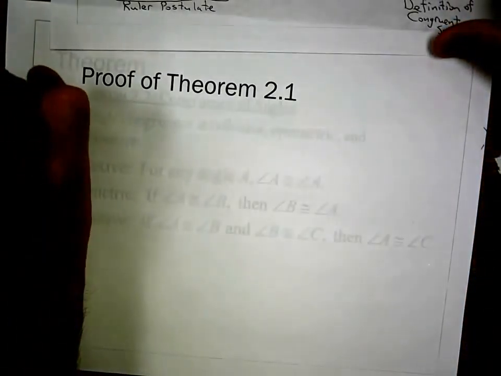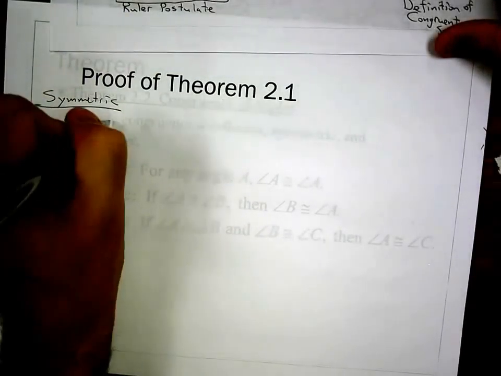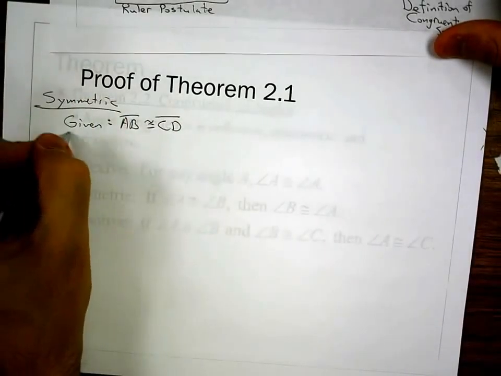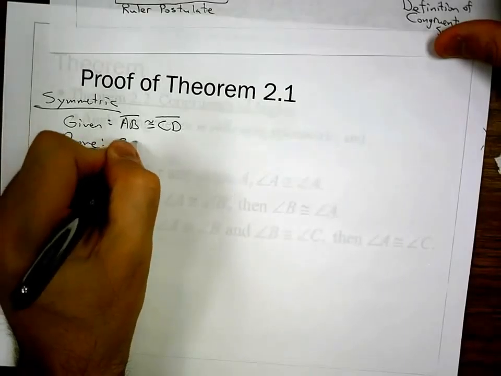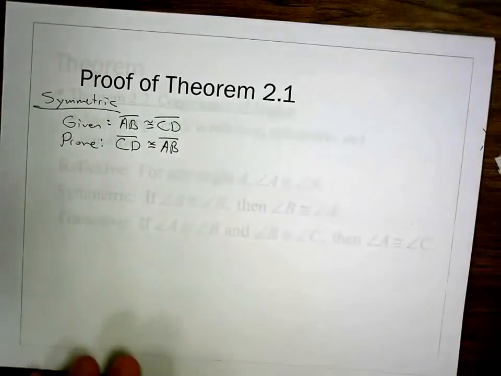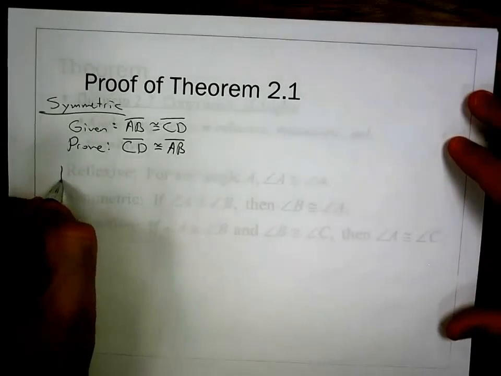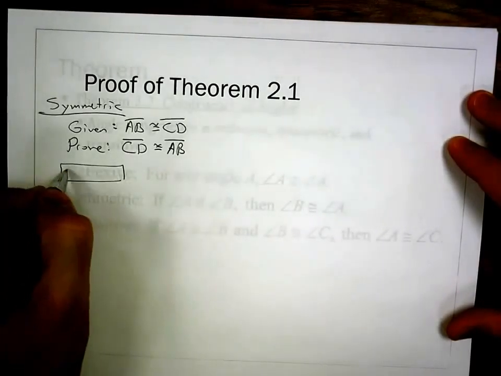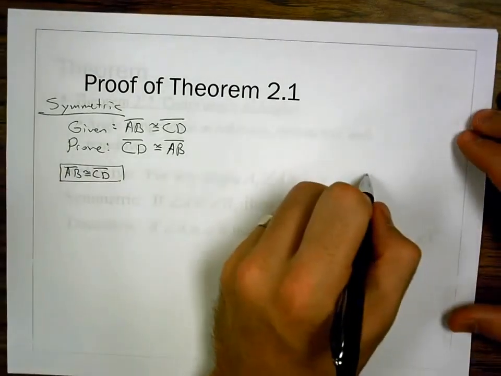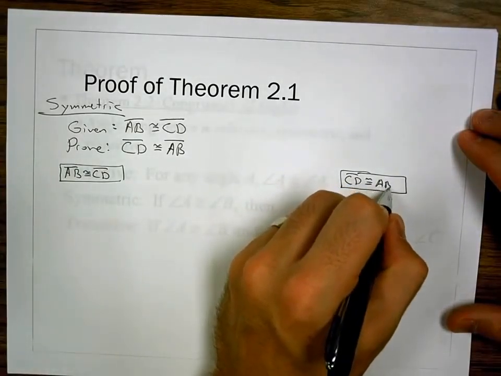So for symmetric, we're given that segment AB is congruent to segment CD, and we need to prove segment CD is congruent to segment AB. I'll put that other paper off to the side. That's what we're proving. So anytime we have a proof, we write our given first. AB is congruent to CD, and we want to get to CD is congruent to AB.